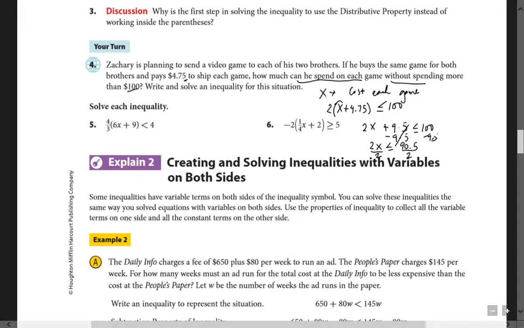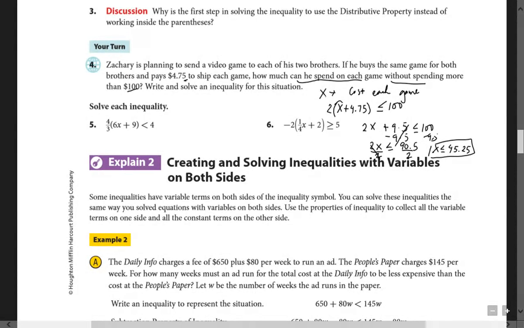So how much is each game now? x is less than or equal to 90.5 divided by 2, which means one game is 45.25. So the cost of each game can be 45.25 or less than 45.25. Okay, did you get it?